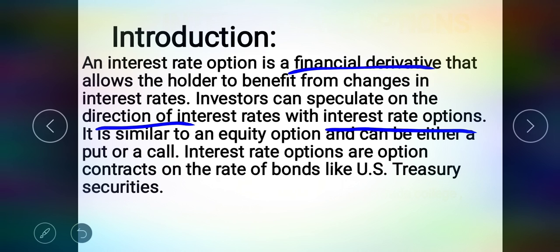It is similar to an equity option and can be either a put option or a call option. That means interest rate options have two types, that is put option and call option. Interest rate options are option contracts on the rate of bonds like US Treasury securities.